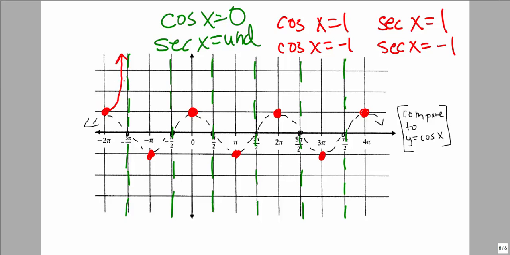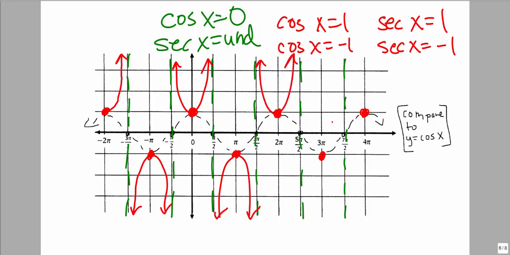So we're going to make a U-shaped graph that goes in the same direction as cosine. So if cosine is above the x-axis, then secant will also be above the x-axis. And when we draw our U-shaped graph, we get close to that asymptote. So here we're going to have our U-shaped graph going up. If cosine is negative, then secant is also negative, so our graph will go in the opposite direction, going down forever, getting close to the asymptotes. So we'll have our U-shaped graph going up here, and going down, getting close to the asymptotes for each portion of the graph.